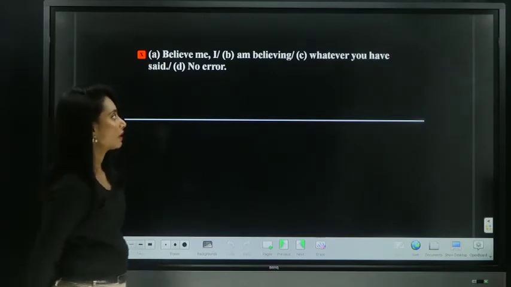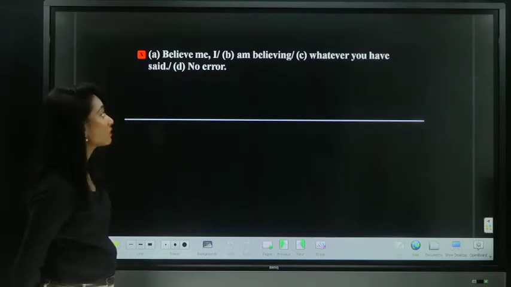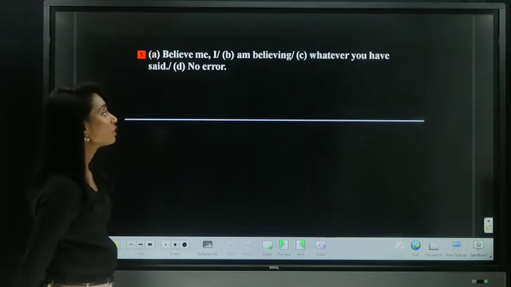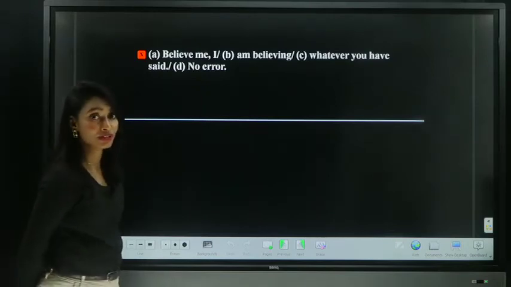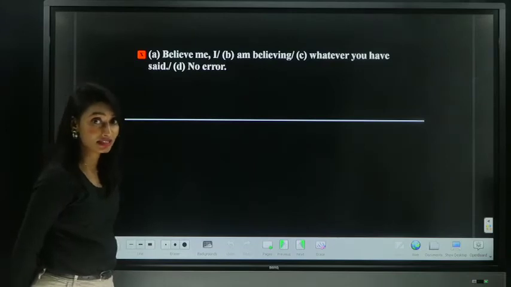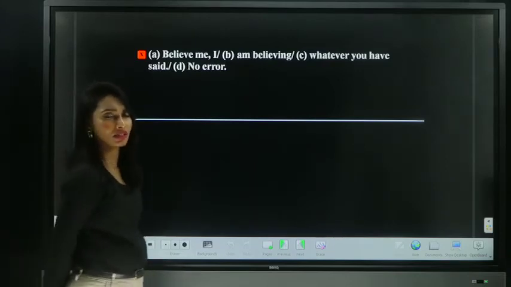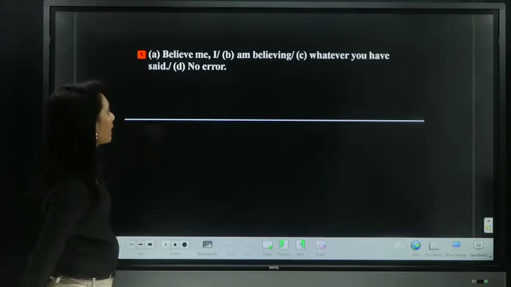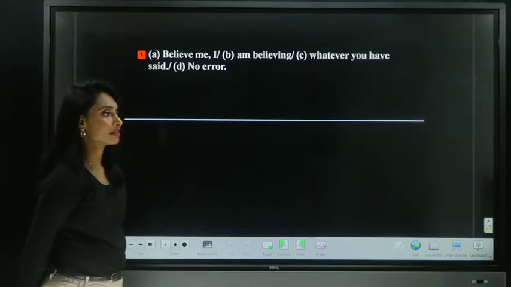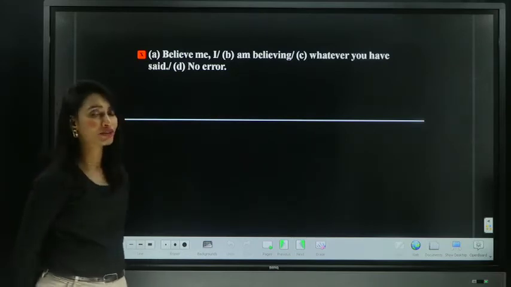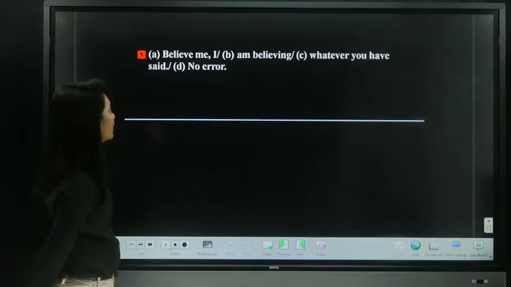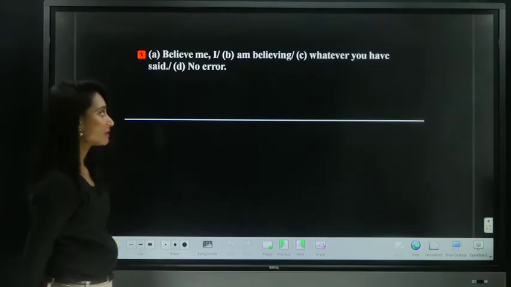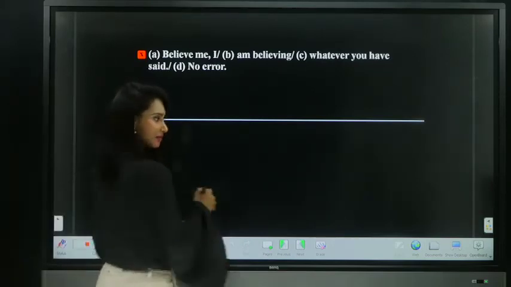No, Swapna. Tense. Check out the tense. Believe me, simple present. I'm believing, present continuous. Whatever you have said, present perfect. Everything should be in present if you start a sentence in present, or go with past if everything should be in past. Have believed? Angela, you're near to the answer but not correct. So what is the error in option A? See guys, you've forgotten everything.